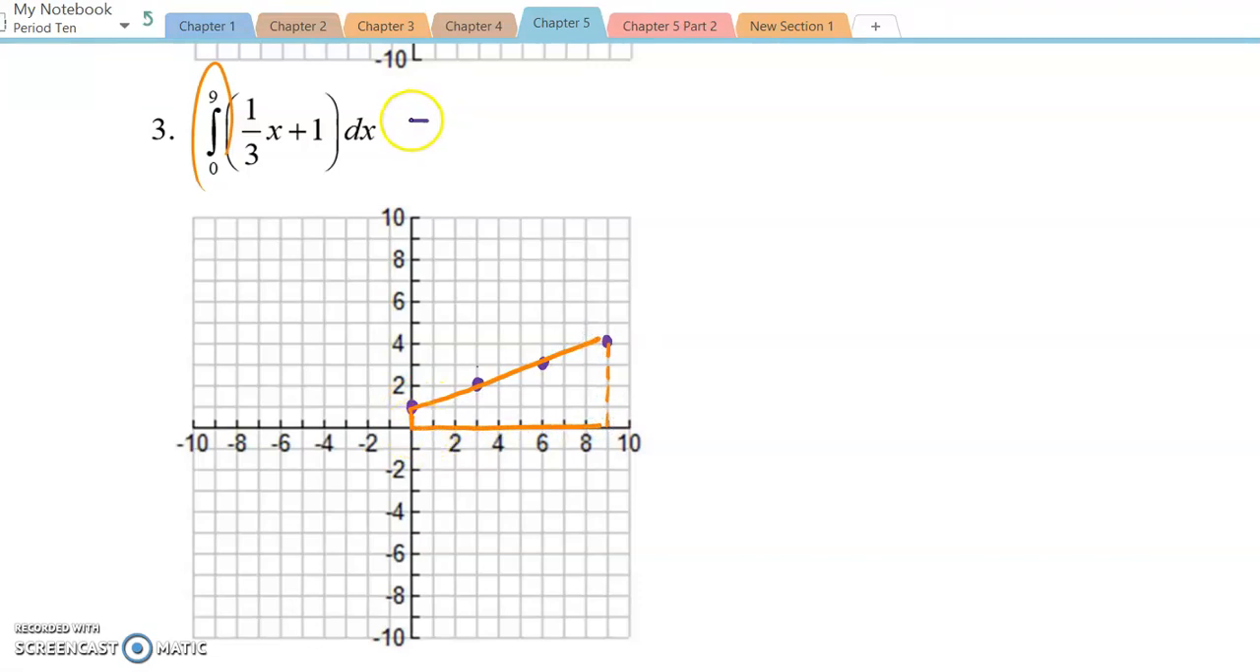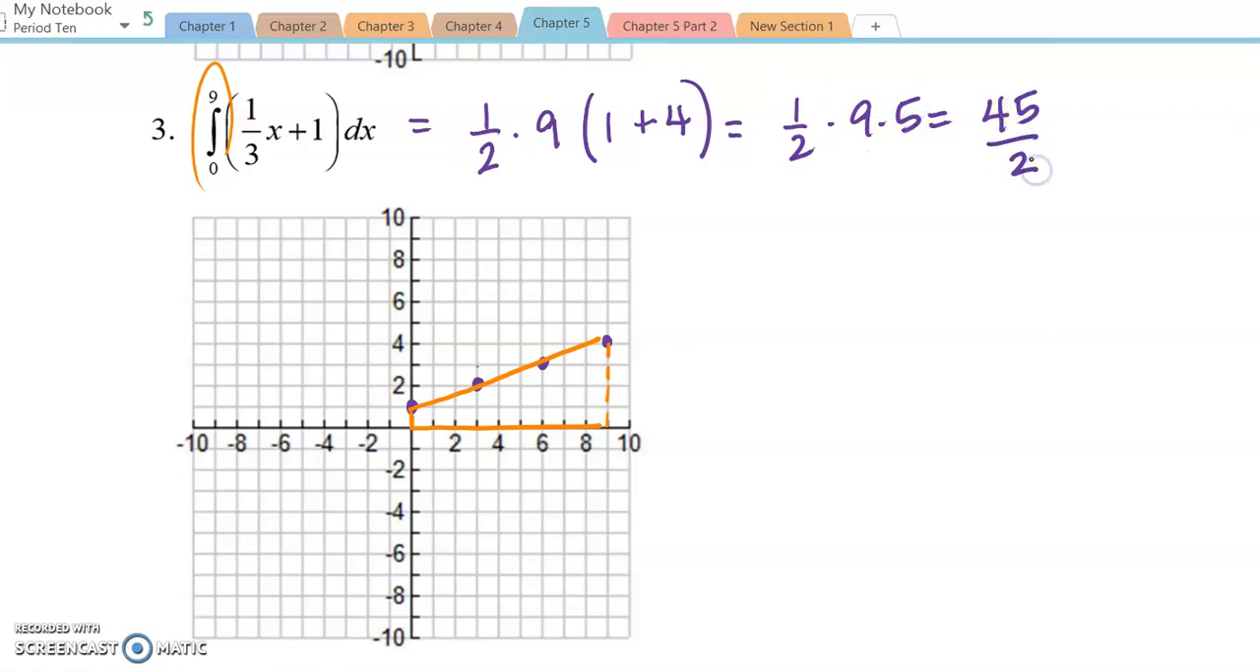So my area is 1/2 times the height, which is 9, times the sum of the bases. So 1 plus 4. So this is 1/2 times 9 times 5 is 45 over 2. And that represents that area right here.